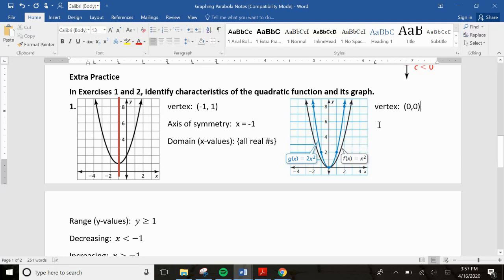Our axis of symmetry here, and I'm running out of space, so we'll call it like that. Our axis of symmetry is the y-axis. So you could write the y-axis, but we want to use equations of lines. It ends up being x equals 0.